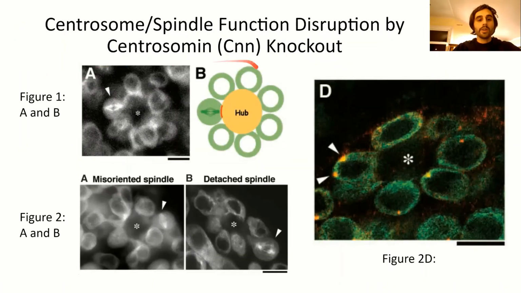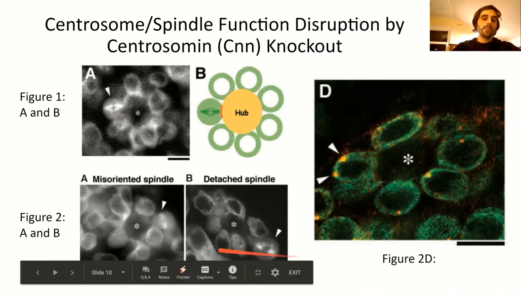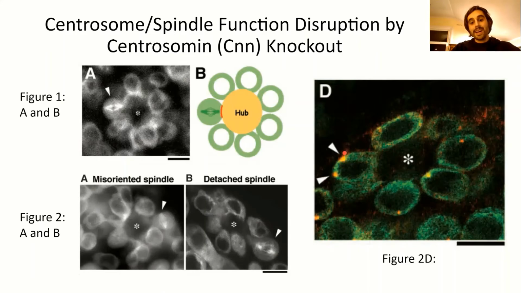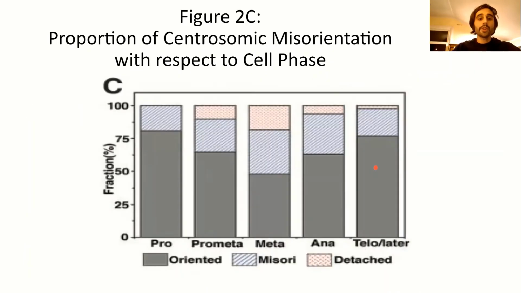Figure 2A and B show the correct conformation of the mitotic spindle, in which it is perpendicular to the germ stem cell hub interface. Figure 2K and B show a misoriented spindle, in which it is parallel to the germ stem cell hub interface, and B, in which a germ stem cell separates from the hub. Figure D shows a misalignment of the centrosome, stained in red, as neither of these are located at the germ stem cell hub interface.